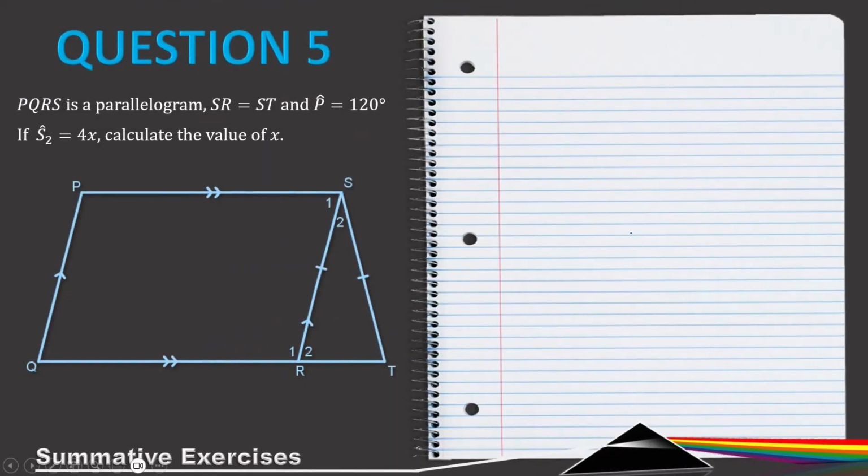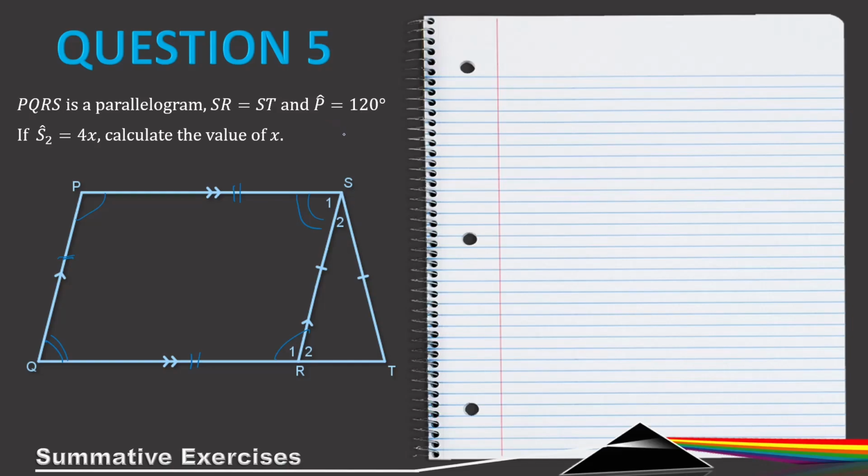Now moving on to question 5, PQRS is a parallelogram. So they have indicated that the opposite sides are parallel, and we can also state that the opposite sides are equal. Okay, we know that the opposite angles are equal. If we want to, we can just indicate that like that, just to make notes for ourselves so that it's immediately evident when we go through our calculations. Right, SR is equal to ST, so that's also already indicated.